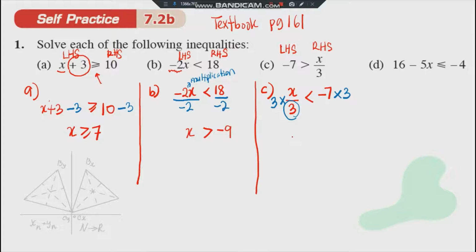So your left hand side will become x. Since we multiply with a positive number, the symbol remains the same, less than negative 21.